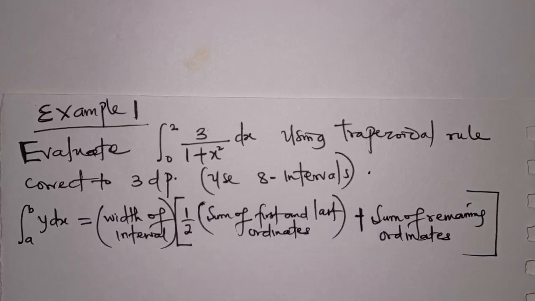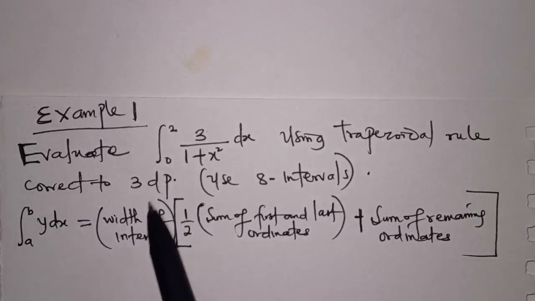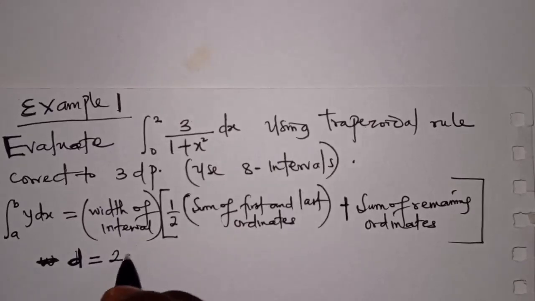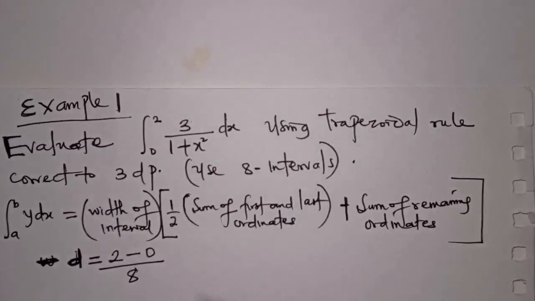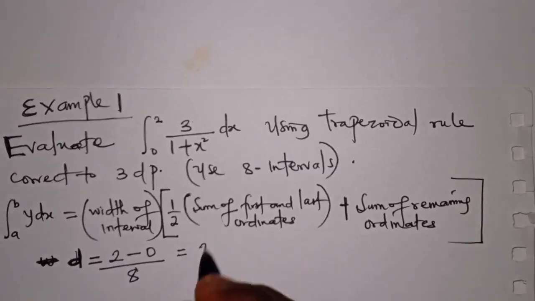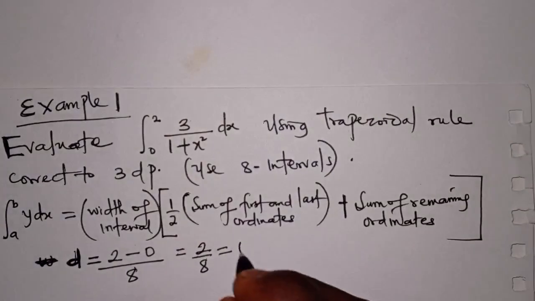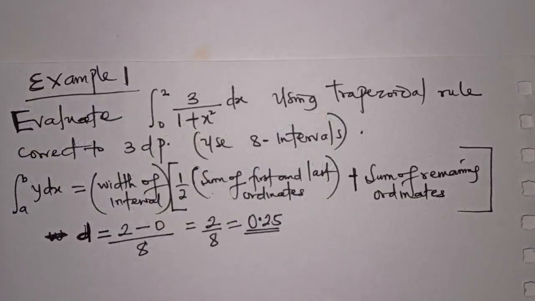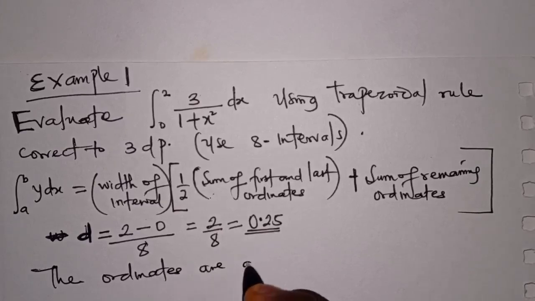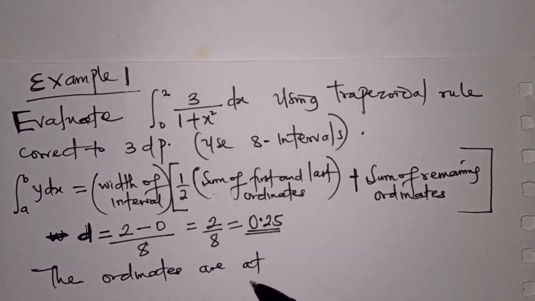Now, the limit of integration is from x equal to 0 to x equal to 2. d, the width of the interval, is equal to the upper limit minus the lower limit divided by the number of intervals. That's 2 minus 0 divided by 8, which is 2 over 8, and that gives the width of the interval as 0.25. It means that if we have 8 intervals, we're going to have 9 ordinates.